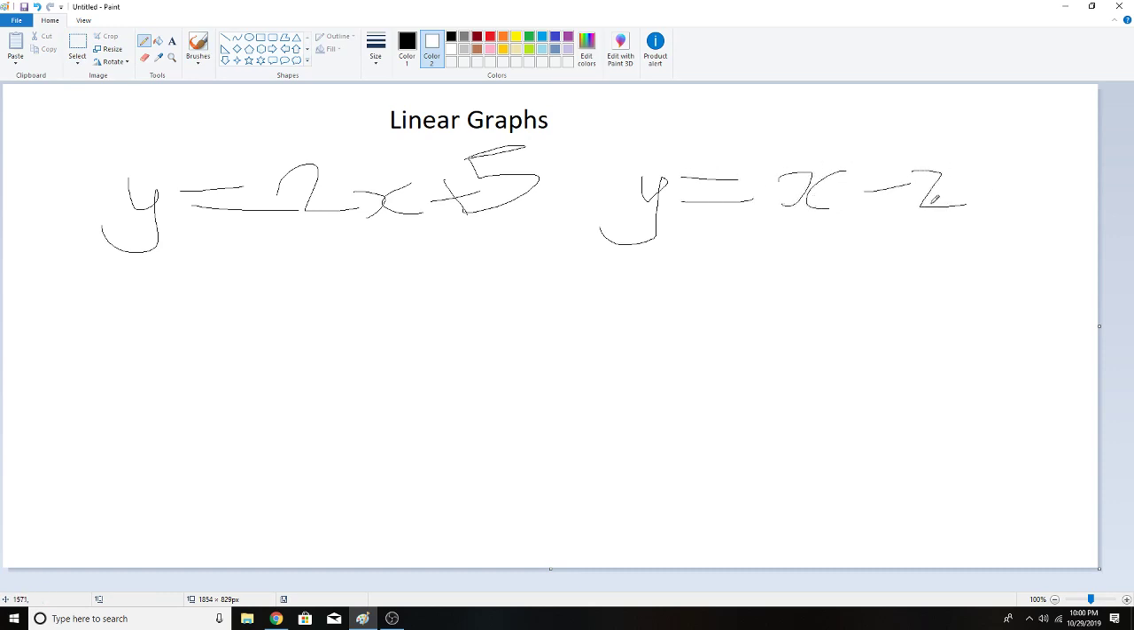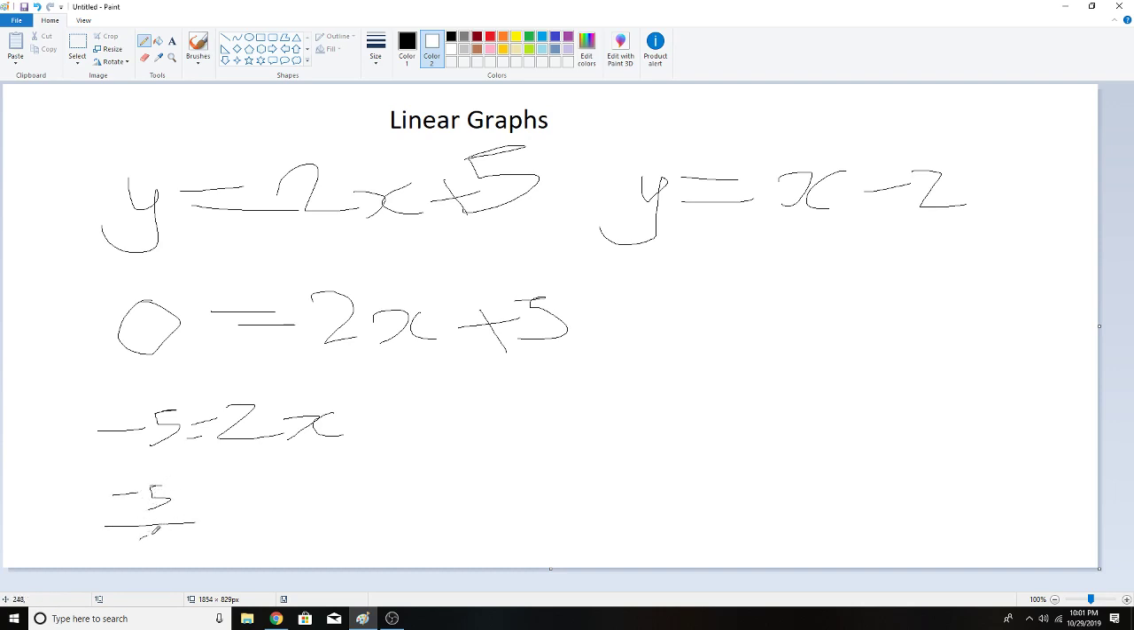Now, what I want to find is the x value when y equals 0, and the y value when x is 0. I also want to find when they intercept, because they do intercept at a point. So we'll do y equals 2x plus 5. Let's make y equals 0. So 0 equals 2x plus 5. Move the 5 to the other side, so it's minus 5 equals 2x. Then divide by 2, which is minus 5 over 2 equals x. And that's about minus 2.5.